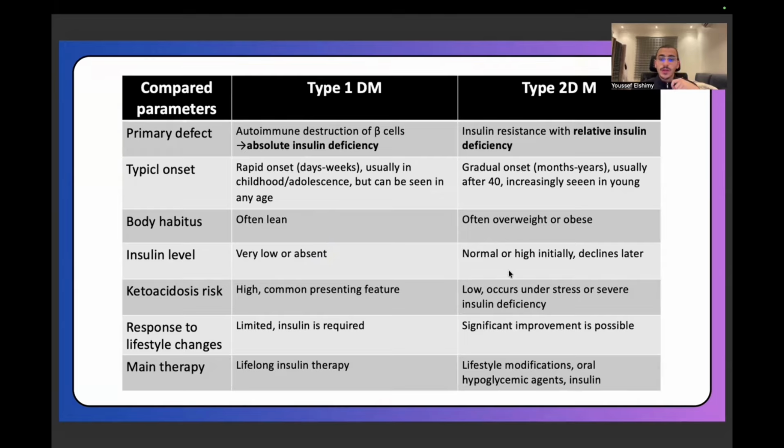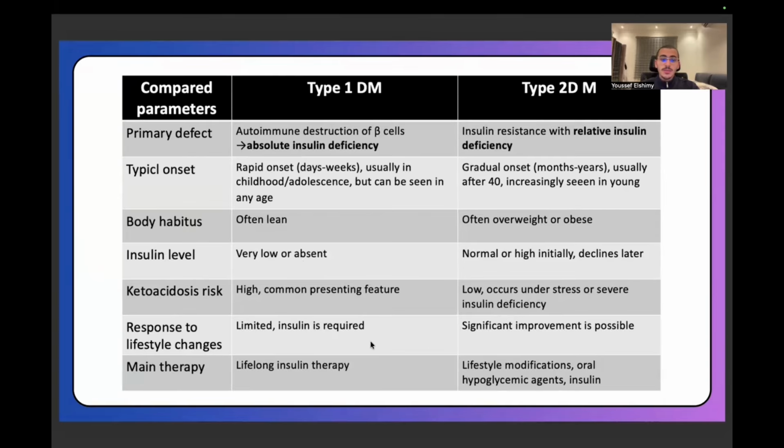In type 2, it's normal or even high initially, then declines later when the pancreatic beta cells are burnt out and they die. Regarding the acidosis risk, we said that in type 1 it is very common, since you don't have the protective effect of insulin by reducing ketogenesis. In type 2, it's not common, it's low because you still have insulin, although you still have insulin resistance, but you still have insulin, so the risk of having ketoacidosis is much less.